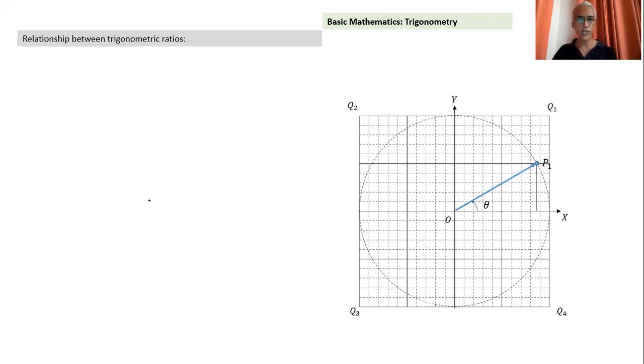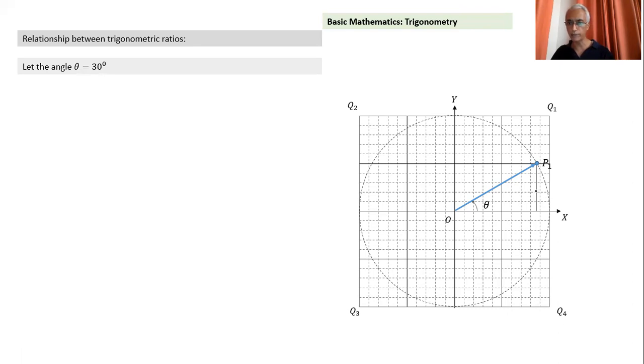Okay, let's again check this one. We'll take one more angle just to understand this point here in terms of numbers. So we have drawn this angle exactly at 30 degrees. So let's find what the x coordinate and y coordinate are.